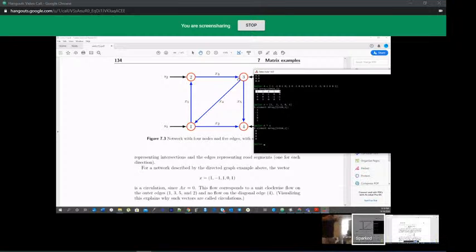Just visually, there's only 3 possible circulations here, right? For each loop you have 1, 3, and 4. You could do 1, 2, and 3, and 1, 2, 3, 4. So there's only 3 possible. We just outlined 2 of them, and the other one would be this one. I agree.